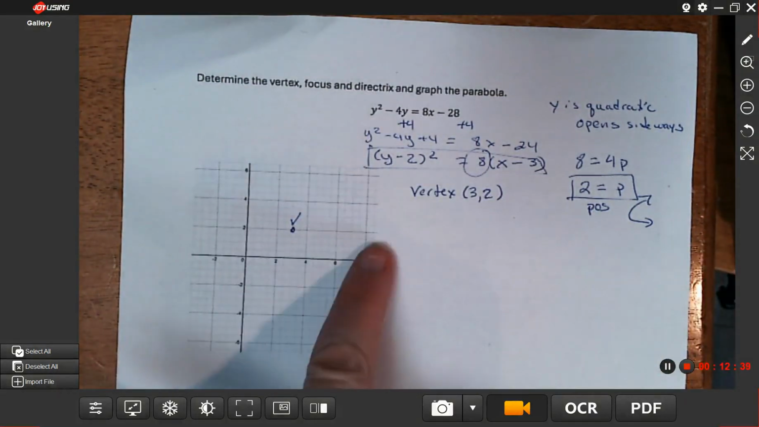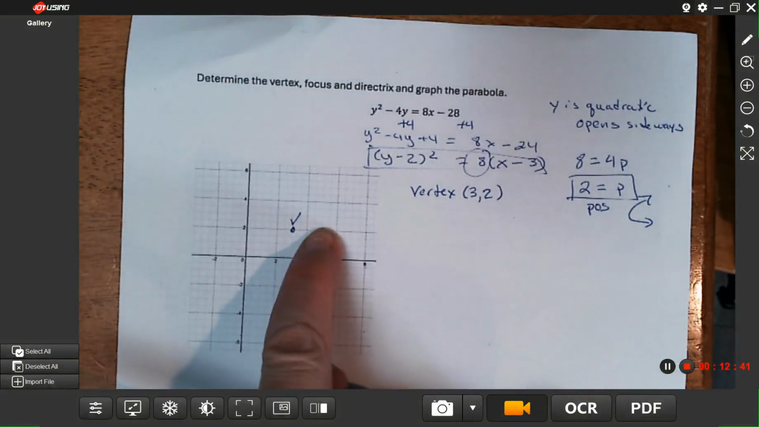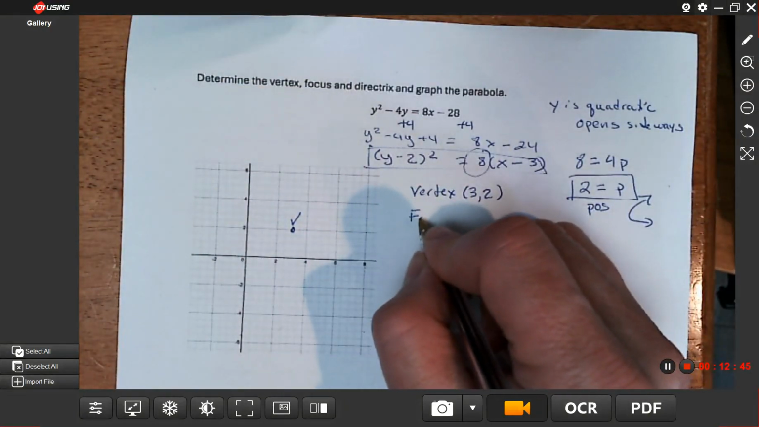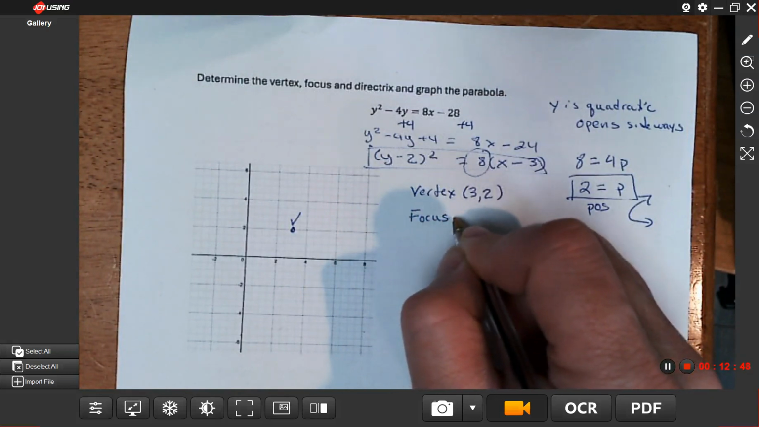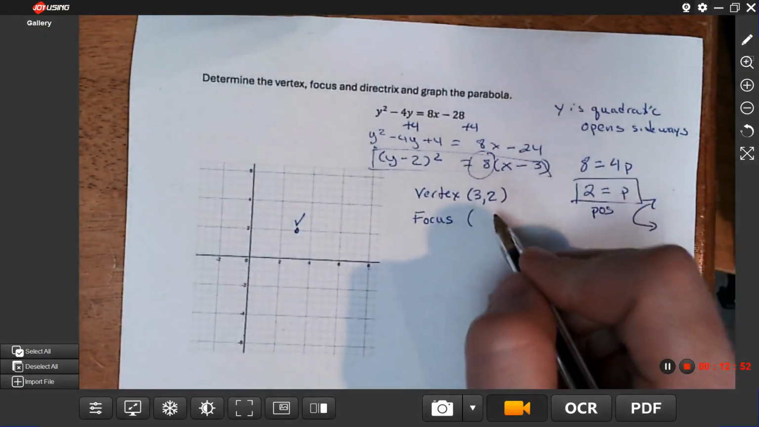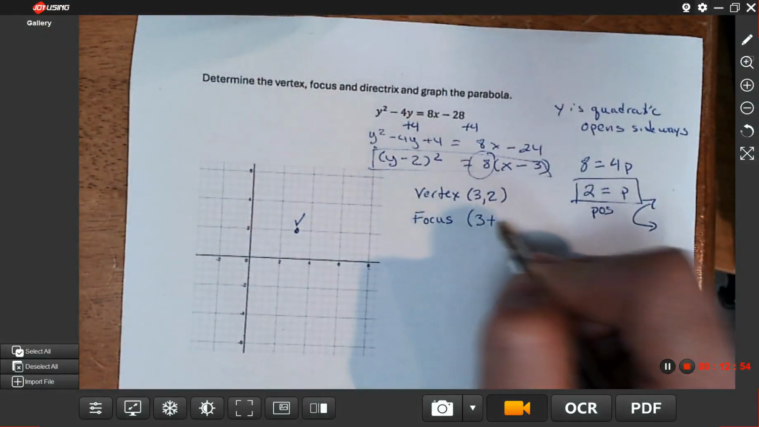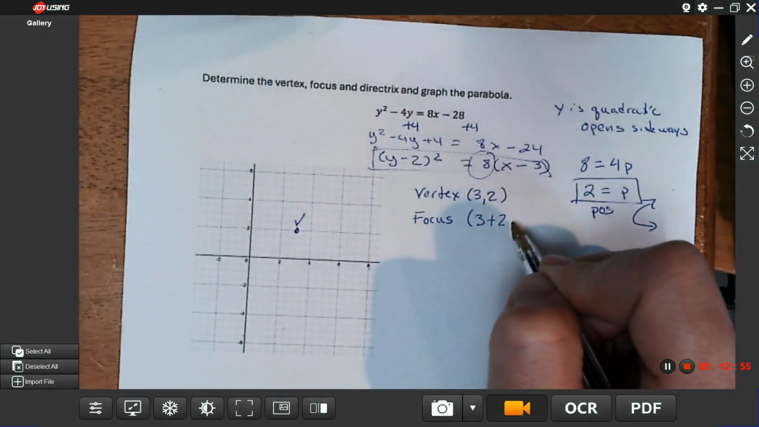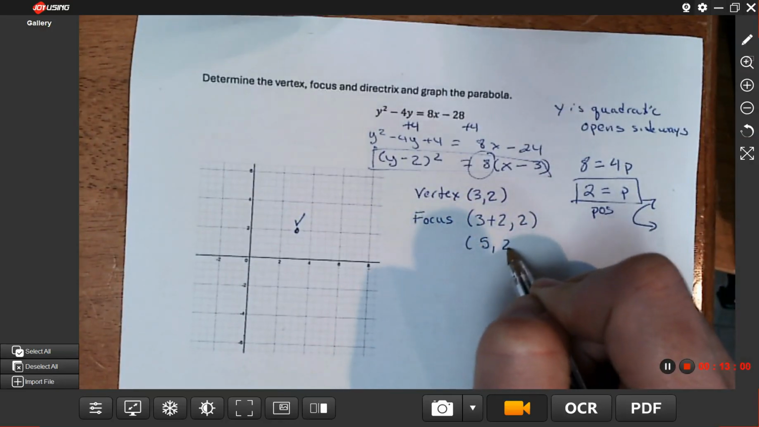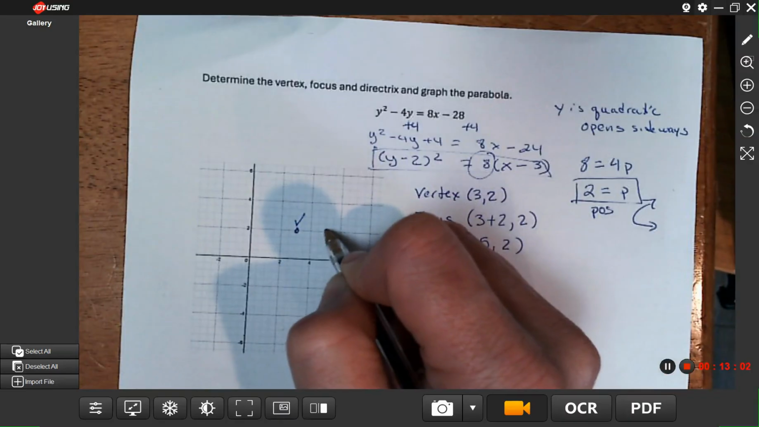And then it opens sideways, it opens to the right. So I know the focus is going to be to the right. So let's find the coordinates of the focus. The x-coordinate is going to move to the right, so it's going to be 3 plus p, which is 2, and the y-coordinate is going to stay the same, so it's going to be (5, 2).